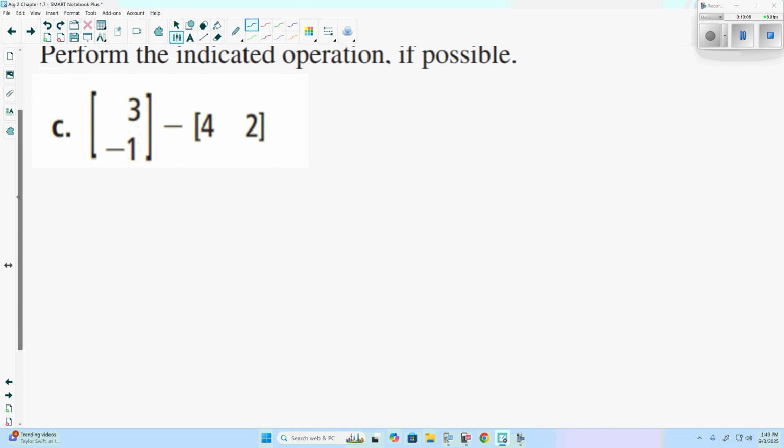How about this one here? Undefined, because the first one is a 2 by 1, 2 rows, 1 column. The second is a 1 by 2, 1 row, 2 columns. Undefined, they're not the same. Questions on this here?